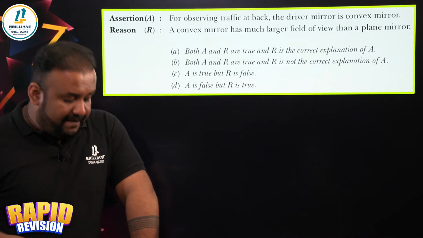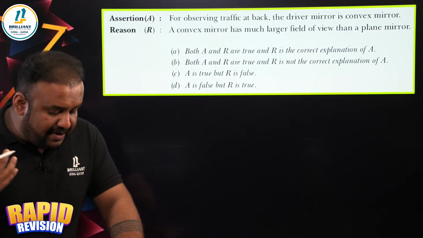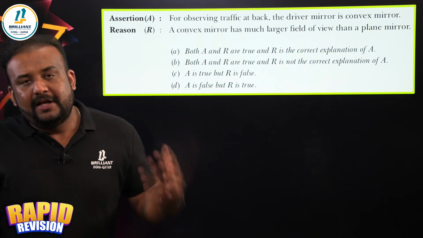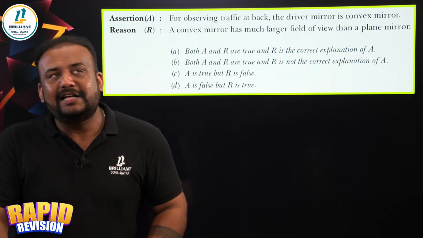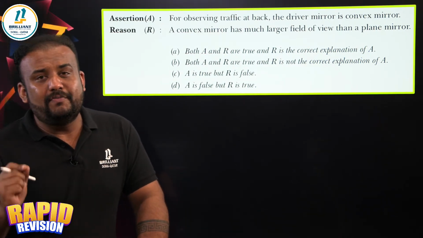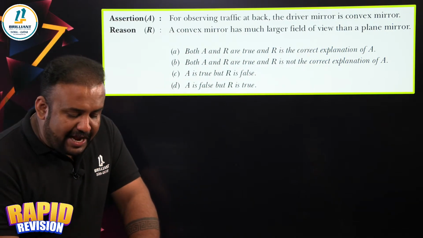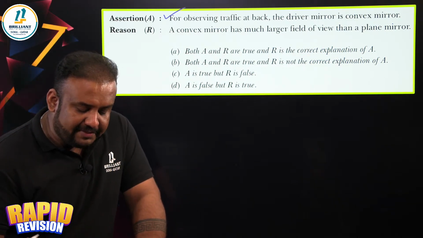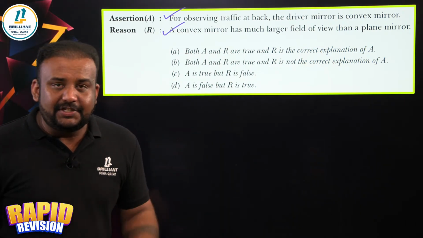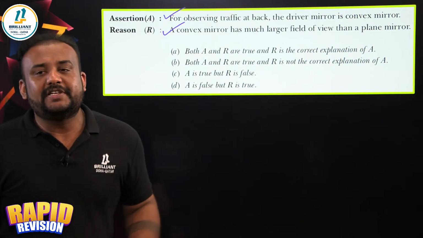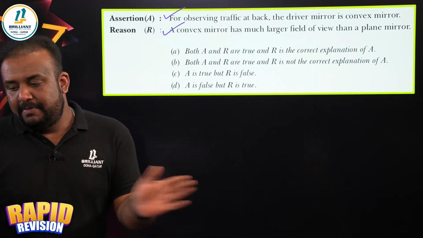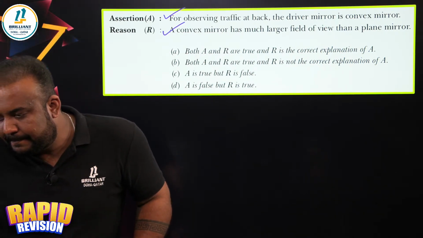Right. The next one. For observing traffic at back, the driver uses convex mirror. Is that true? Perhaps from the chapter light, one of the most frequently asked questions in board exam is this. Why convex mirrors are used as rear view mirrors in vehicles? So related to that only you can answer. For observing traffic, we use convex mirror. That is true. The reason given, convex mirror has much larger field of view than a plane mirror. That is true, and that is why they use convex mirrors as rear view mirrors, because they get a wider field of view due to the diminished image formation there. Is that clear?